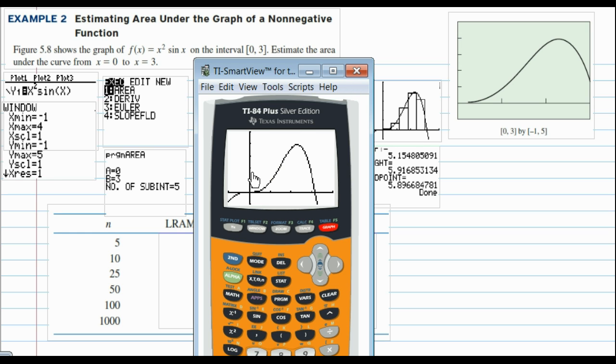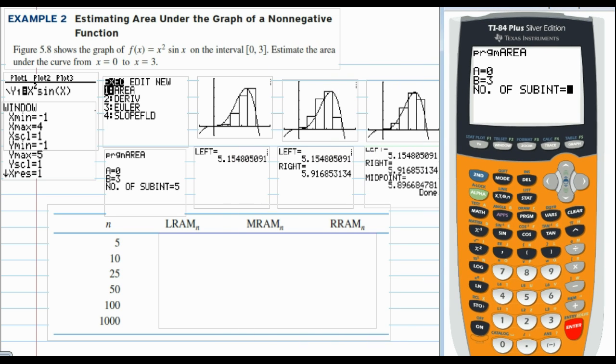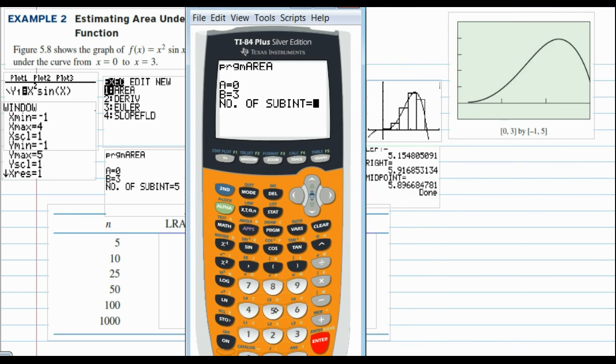So now I've got the equation in and the window set up. Now I'm going to quit and I'm going to hit Program, Area. Now it asks me for A. A is the left side that I want to estimate the area, so the starting point, so that would be 0 in our case. B is the ending point, so that would be 3. And the number of subintervals, well, that is determined by this little chart down here. It wants us to do 5, so I'm going to do 5 subintervals.